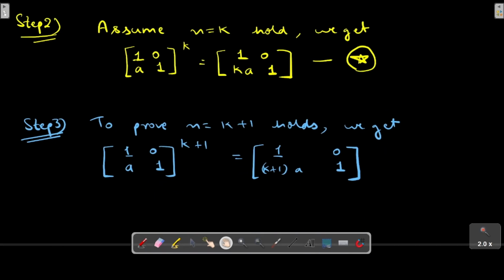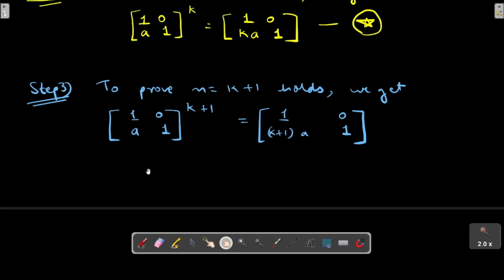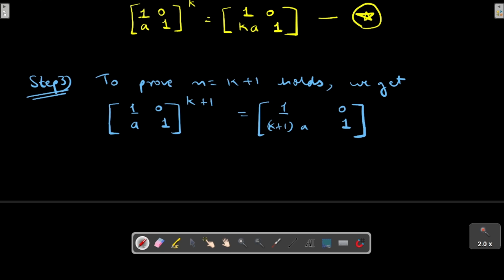Now I have written step 3. Step 3 says n is equal to k plus 1 holds. So we need to prove this, and it's mandatory to declare what you want to prove in the k plus 1 step. Now let's go ahead. So now your LHS is 1 0 A 1 to the power of k plus 1, right? So it's k plus 1.